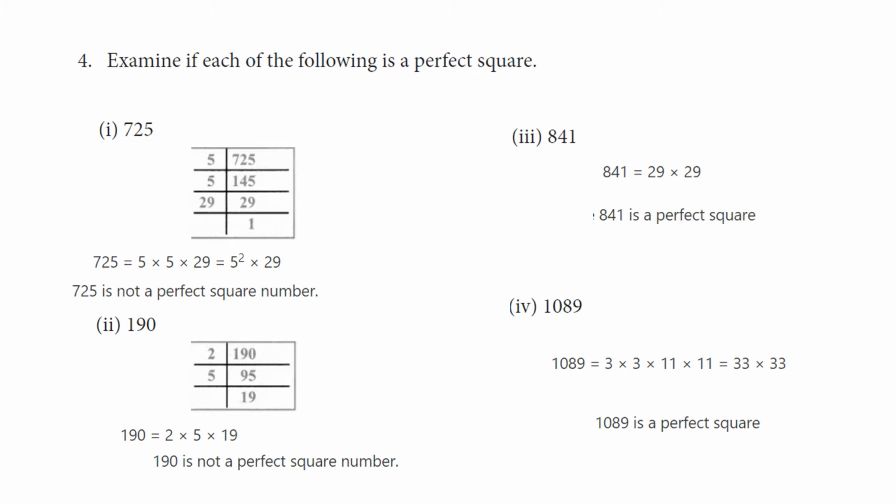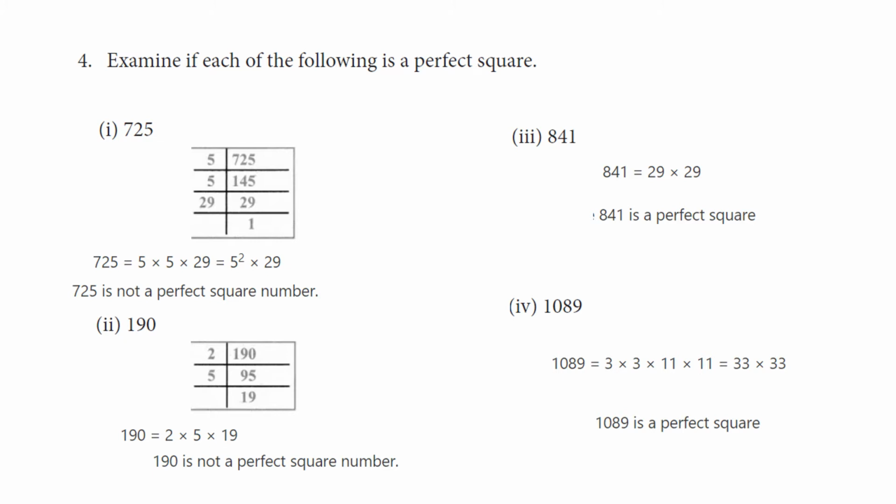Next, 190. Likewise 190 is an even number, so you start by dividing with 2. 2 9s are 18, remaining 1, 10, 5 2s are 10. Again 5 table, 1 5 is 5, 9 5s are 45. Here also there is no pair with the 2, 5, 19. So this is also not a perfect square.